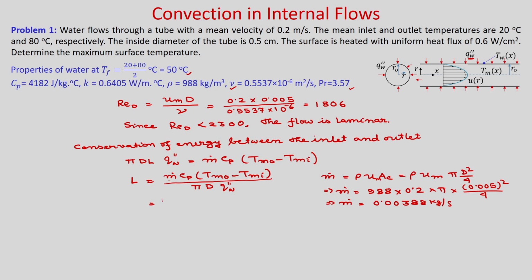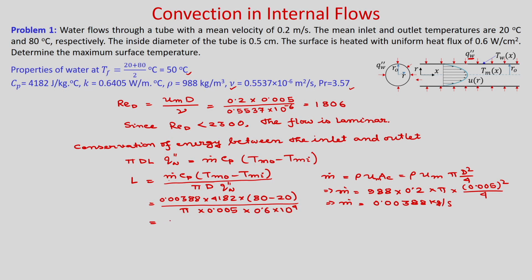So, it will be 0.00388, Cp is 4182, and Tmo is 80 degree centigrade minus Tmi is 20 degree centigrade, divided by pi d, where d is 0.005, and heat flux is 0.6 watt per centimeter square. So, you write it as in watt per meter square. So, it will be 0.6 into 10 to the power 4.